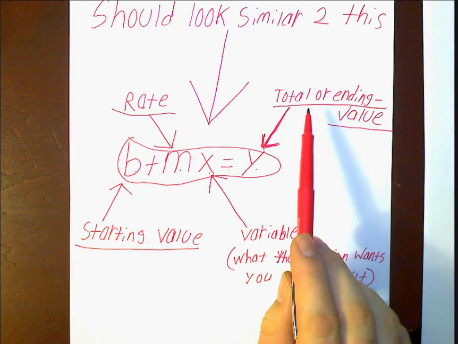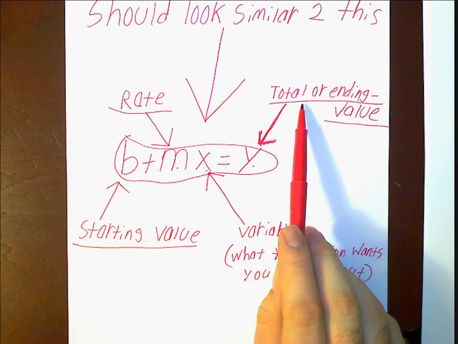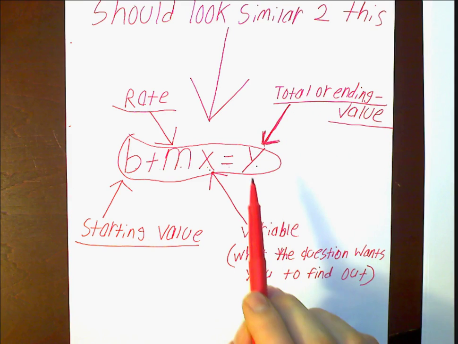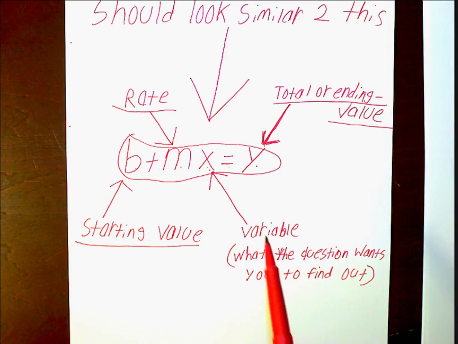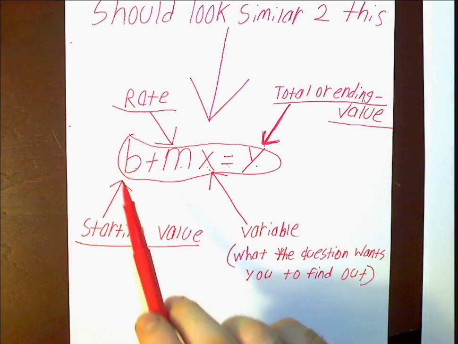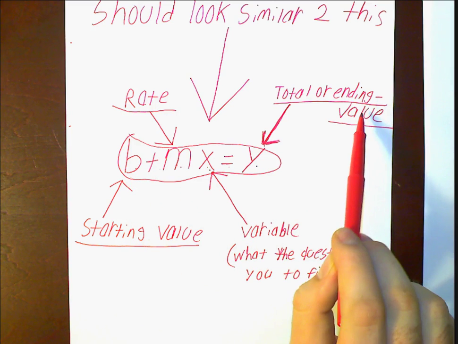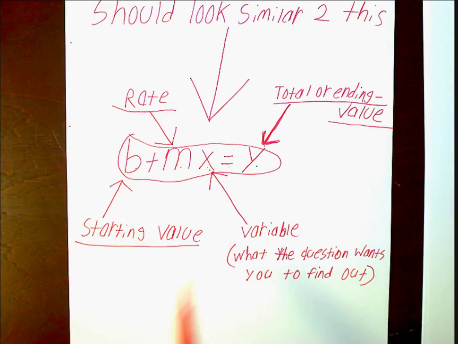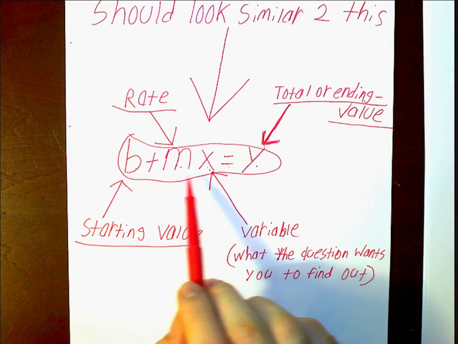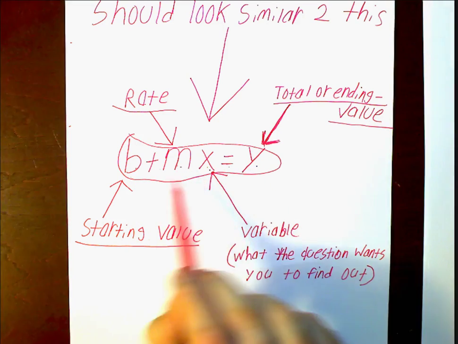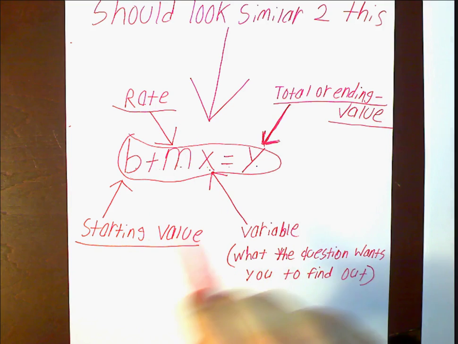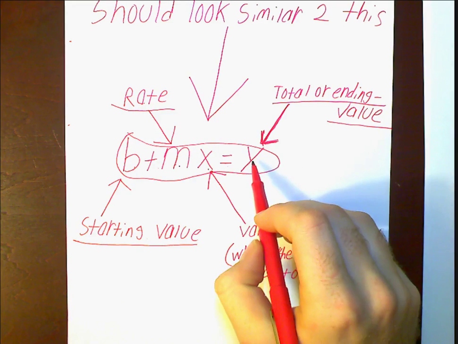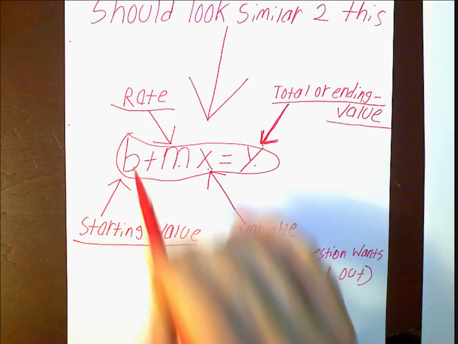And then y, most of the time total can work. Think of it as total value, but sometimes that can get confusing. So I like to think of it more as ending value. So b is your starting value, y is where we end up at. That's our ending value. And it will always look like a form similar to this. On problems, so to go back to what I said a few minutes ago, most of the time there will be 3 numbers. There will be an ending value, a rate, and a starting value.